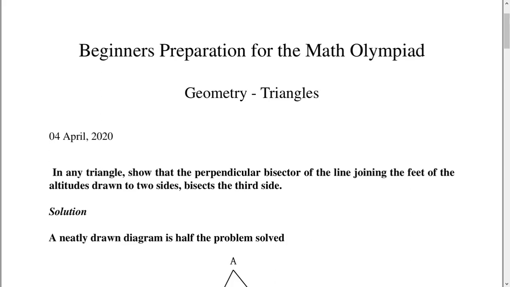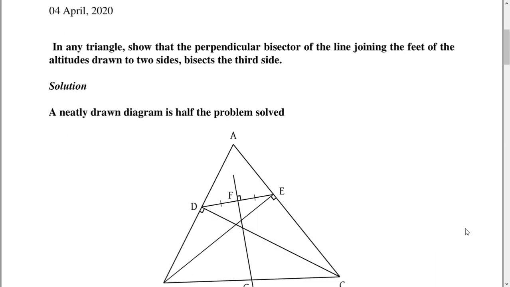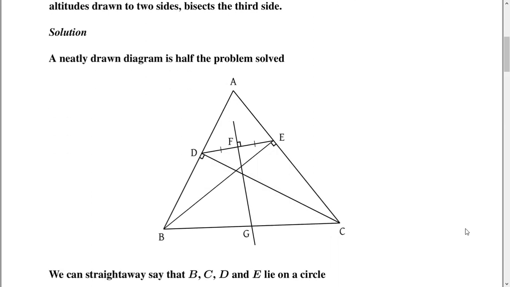In any triangle, show that the perpendicular bisector of the line joining the feet of the altitudes drawn to two sides bisects the third side. Let's draw the diagram first. You probably already know this. Drawing a neat diagram helps you get a better understanding of the problem and gets you to the answer fast.